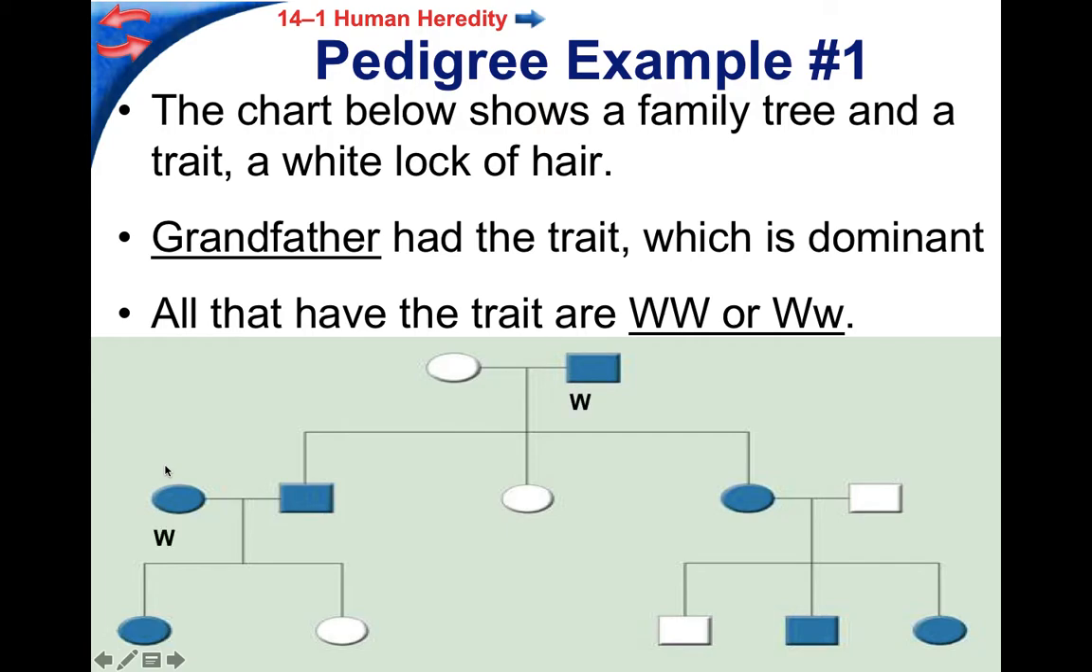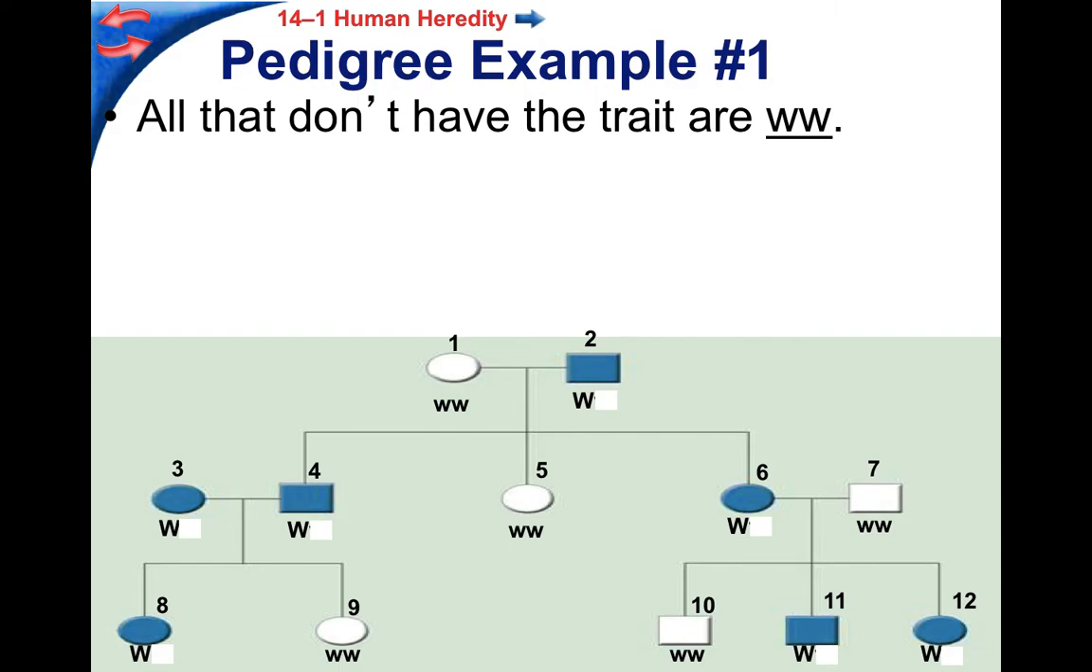Okay, so I'm going to go through. If you look, I'm adding W's to each one of those shaded in people. I know that automatically. Now, they have two letters because they have one gene from each parent. We're going to go back and figure out their second letter in a moment. Now, everybody in this tree that is not shaded in, that is white, is automatically homozygous recessive because remember, this is a dominant trait. These people don't have the white lock of hair, therefore they must be homozygous recessive.